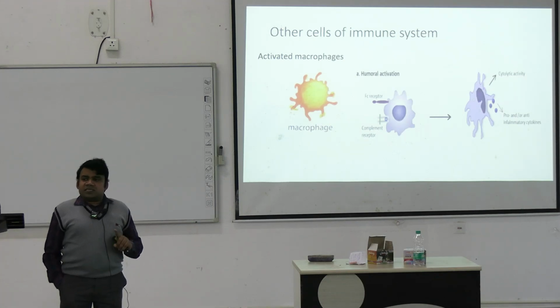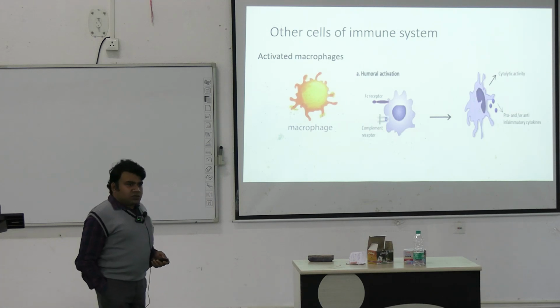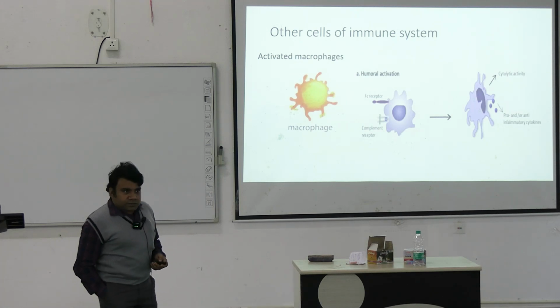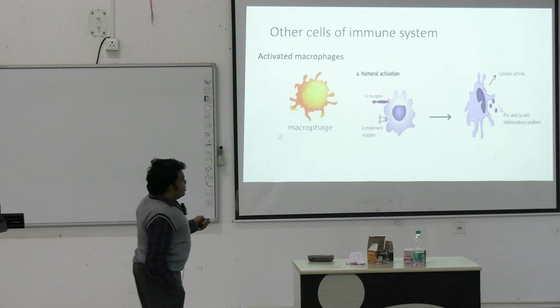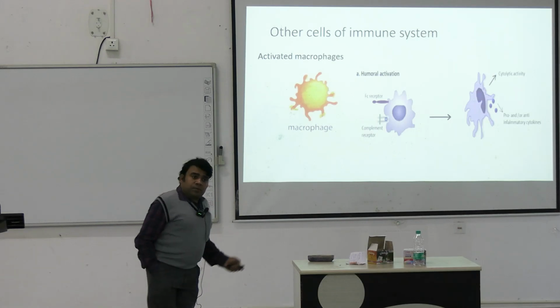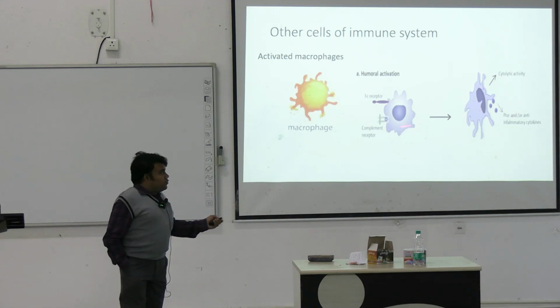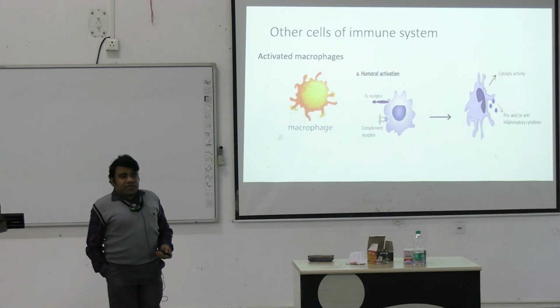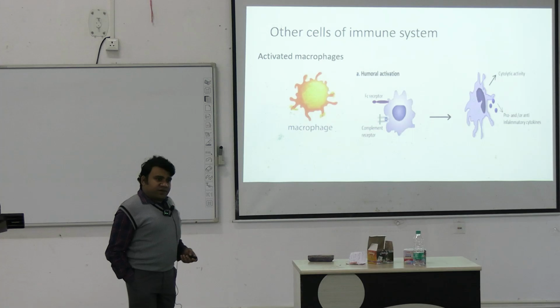Furthermore, these macrophages can turn themselves into activated macrophages. What is an activated macrophage? There is enhanced phagocytosis and local tissue destruction. It can happen either through humoral activation. Suppose the antibody is present, that antibody is detecting an antigen, or the complement has detected the pathogen, it can trigger the macrophage to form an activated macrophage. It has enhanced cytolytic effect.